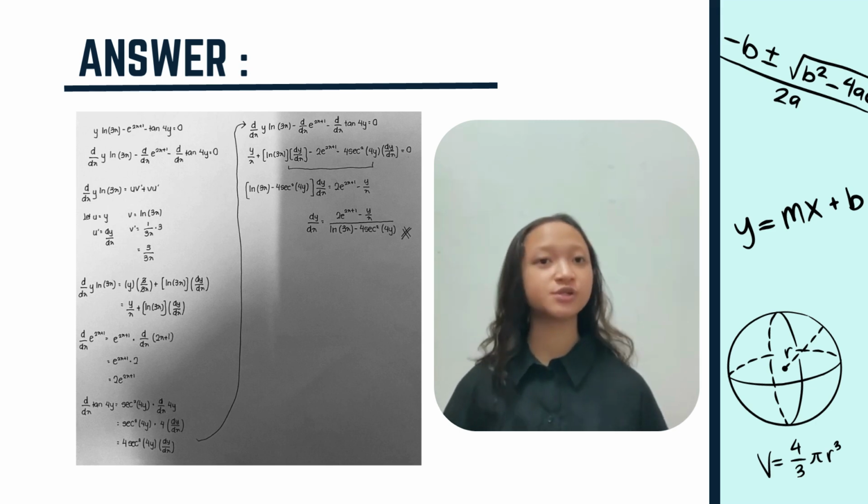Next, we proceed to the second part, which is to differentiate d over dx of e to the power of 2x plus 1. To differentiate this one, we write back e to the power of 2x plus 1 times d over dx in the bracket of 2x plus 1, and then it becomes e to the power of 2x plus 1 times 2, and the answer is 2e to the power of 2x plus 1.